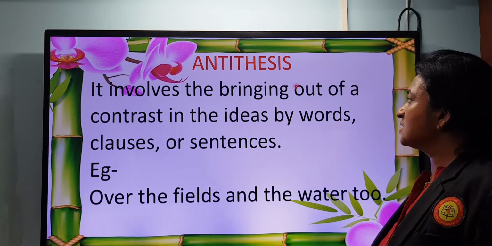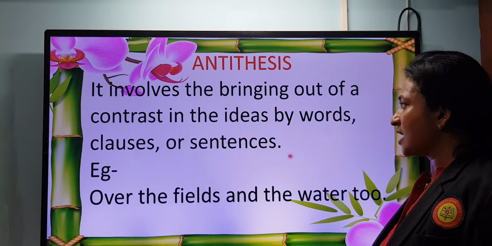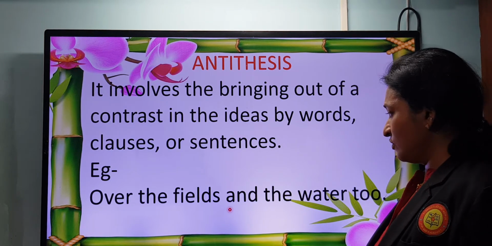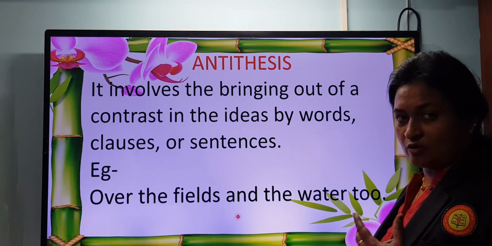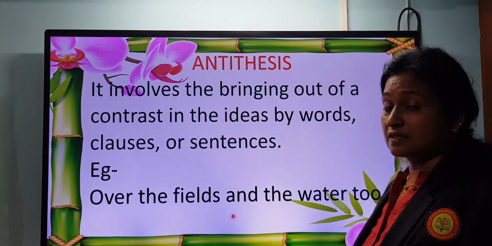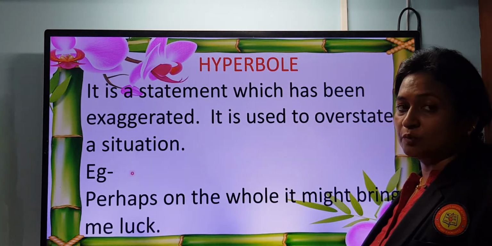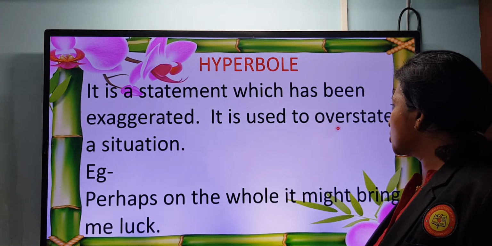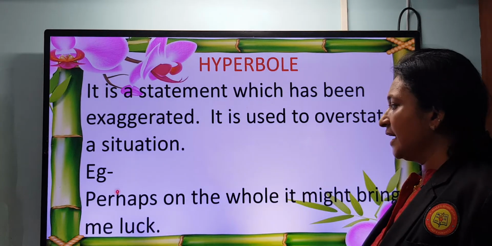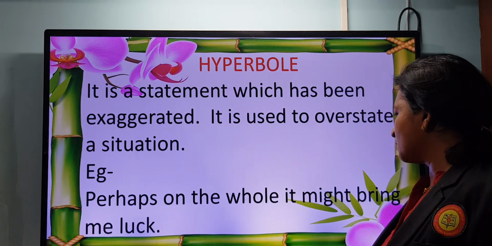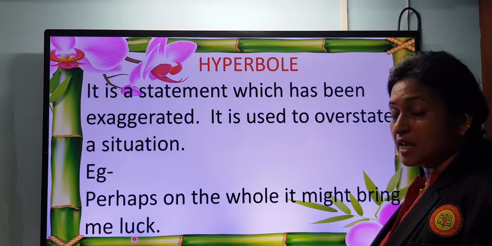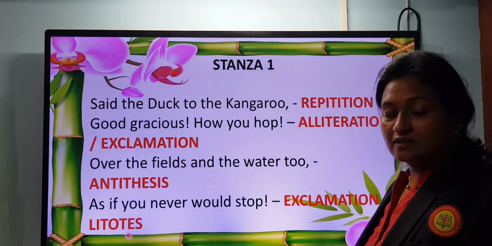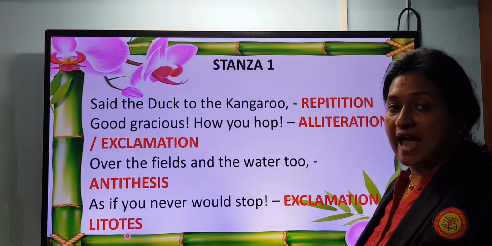Antithesis: it involves bringing out a contrast in the ideas by words, clauses or sentences. For example, over the fields and the water too. Very contrasting, say water as well as land. Hyperbole: it is a statement which has been exaggerated. It is used to overstate a situation. Example, perhaps on the whole it might bring me luck. Very exaggerating statement. So let's begin with figures of speech of The Duck and the Kangaroo.